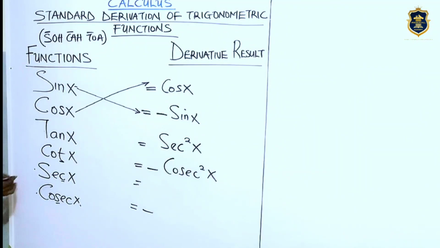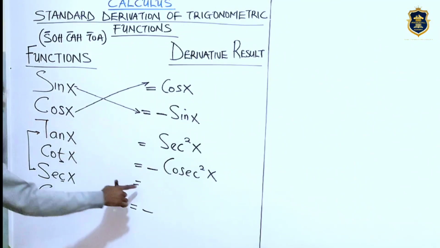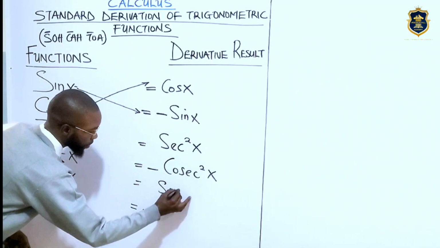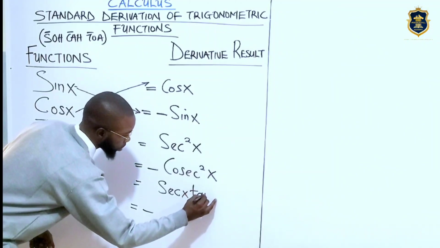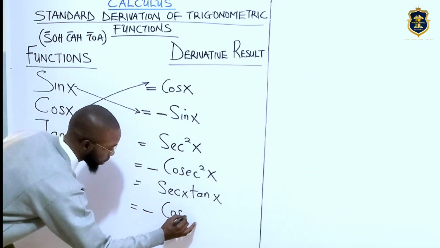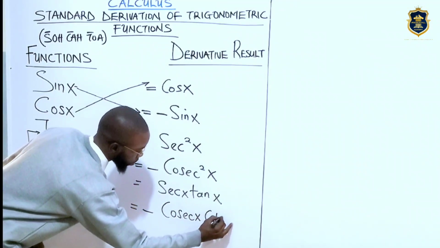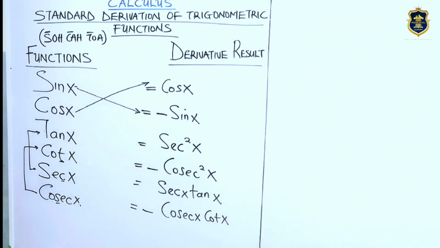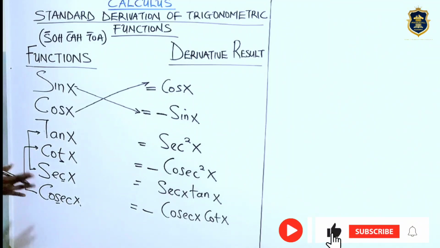Having done that, what next? You take the product of this one: this one times tan, that's sec x times tan x. This one, sec x tan x. Then this should be what? Cosec x times what? Cot x. Cosec x cot x. That's all. That's the derivation for the first six without having to crack your head and do many things.